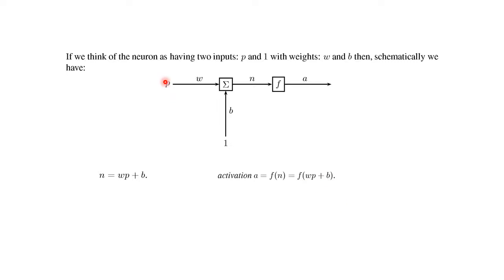Here, this could be a single number, and then B would be a number, but in general, this is going to be a vector. B will be a vector, W will be a matrix, and the input N is going to be a vector. The function is going to apply to the vector and produce a vector output.